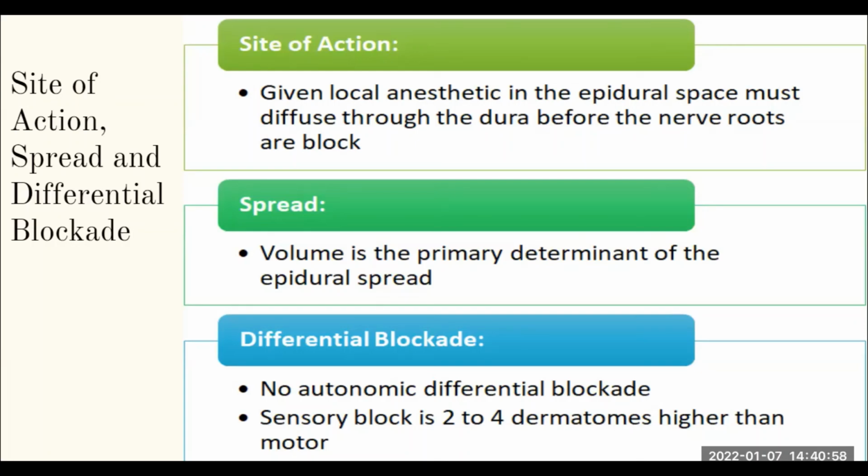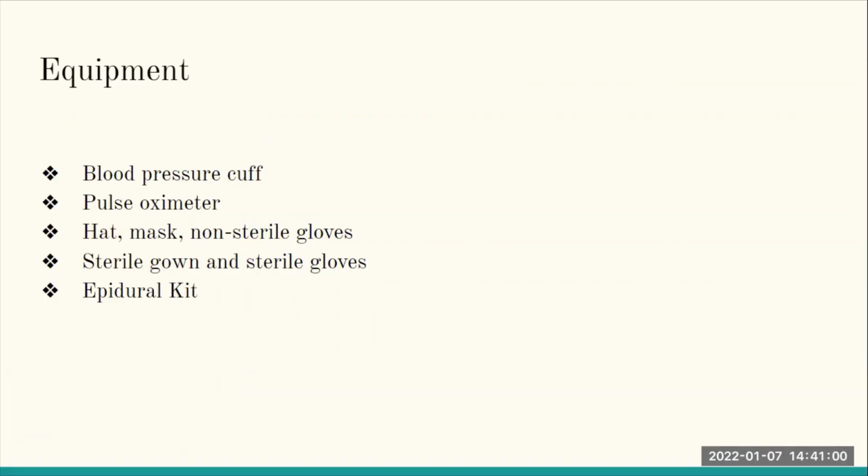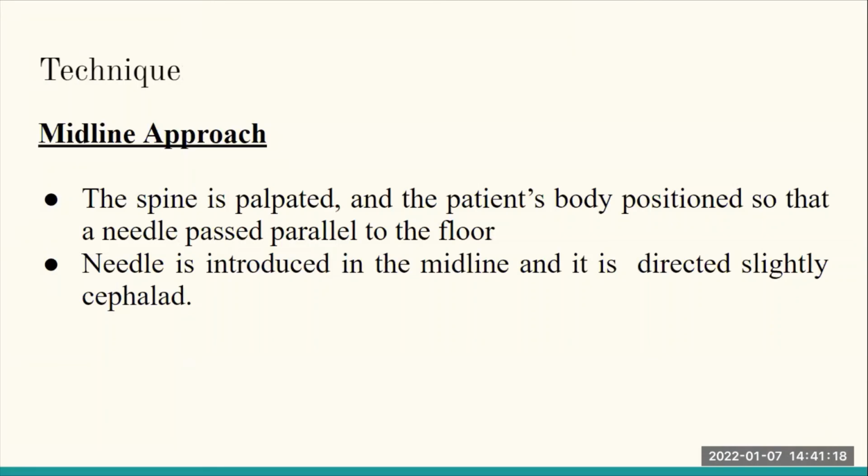On the next slide, this pretty much lists the different equipment that you will need for your epidural. For instance, you need a blood pressure cuff, pulse oximeter, hat, sterile and non-sterile gloves, a sterile gown, and an epidural kit. When it comes to the different techniques used to place an epidural, you have a midline approach or a paramedian approach. So I'm going to first explain the midline approach, where typically you want the patient in a sitting position.